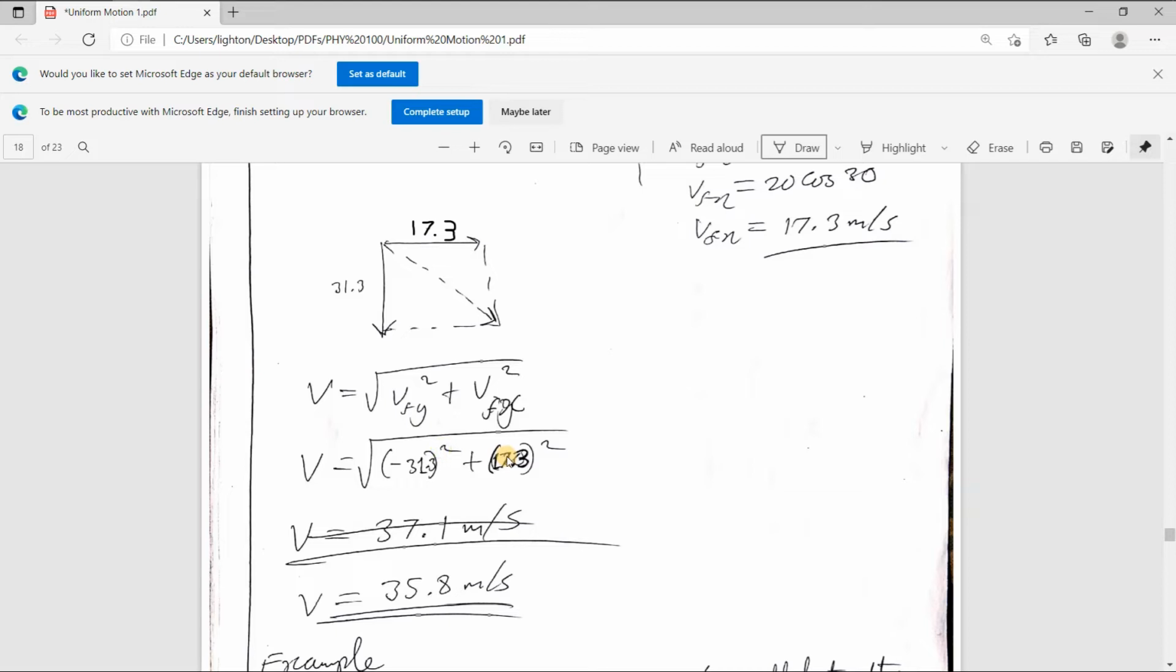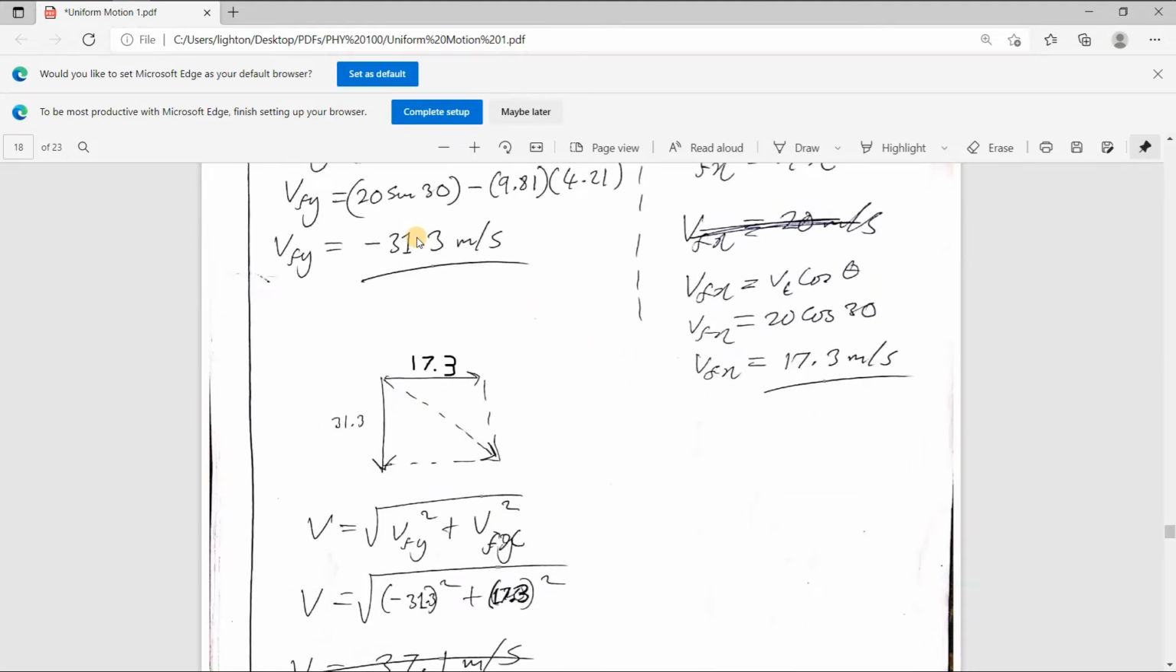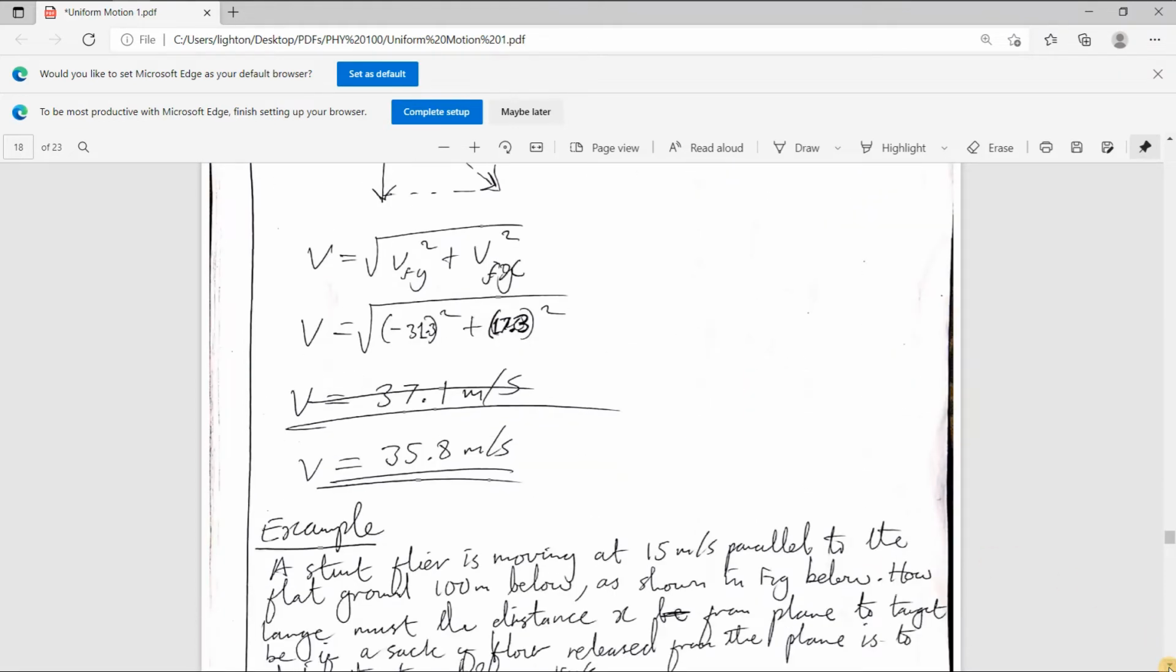So the square root of 31.3 squared plus 17.3 squared, and you're getting 35.8 meters per second. That is our speed. That's the magnitude of this vector. That's the magnitude of this and this. That's how you do it. And yeah, you have 35.8 meters per second as the speed.